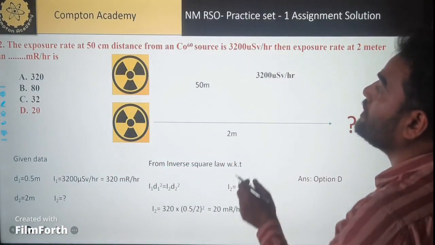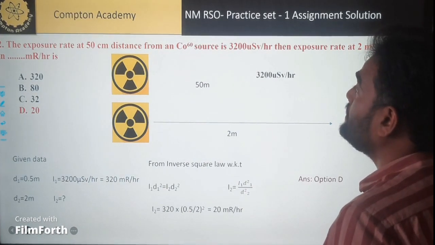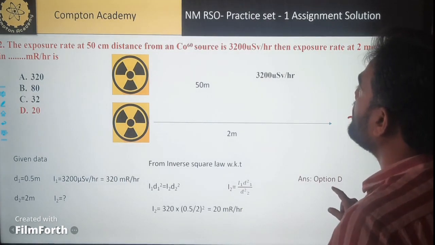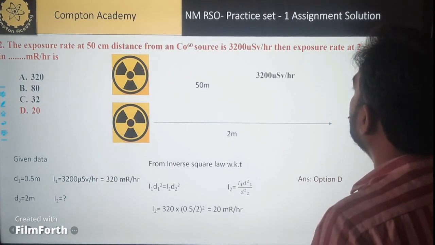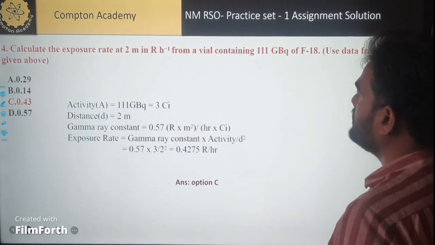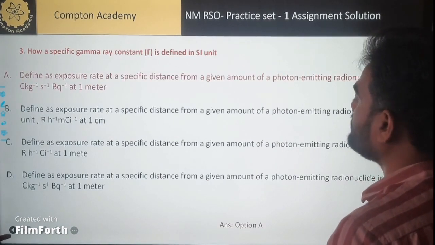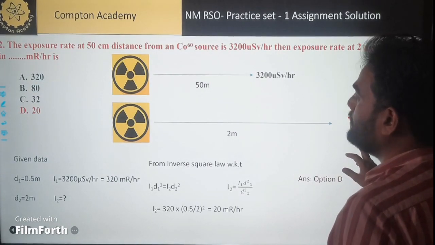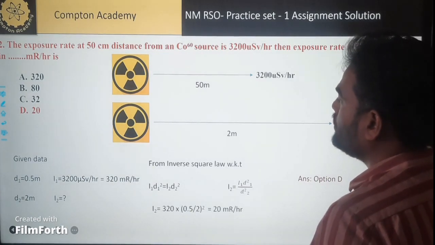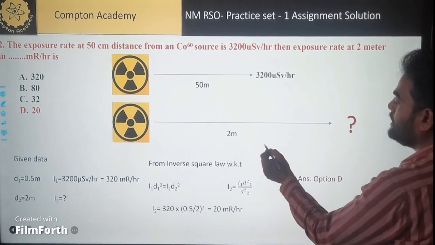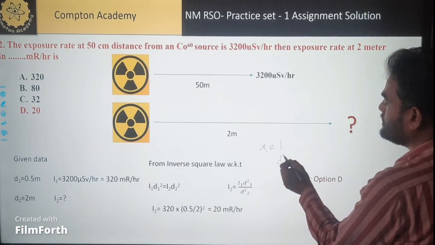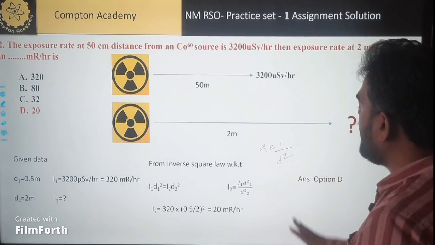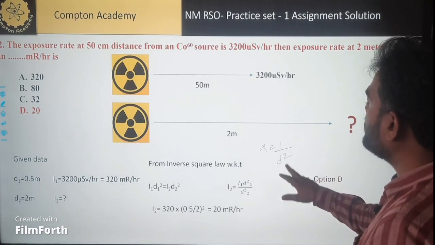The question is that the exposure rate at 50 centimeter distance from cobalt 60 has been provided as 3200 microsievert per hour. So at 50 centimeter it is provided, and the exposure rate at 2 meter distance in milliroentgen per hour is asked. So you know the exposure rate is inversely proportional to distance squared. So similarly this value will be used over here, and for the two distances equations have been provided.